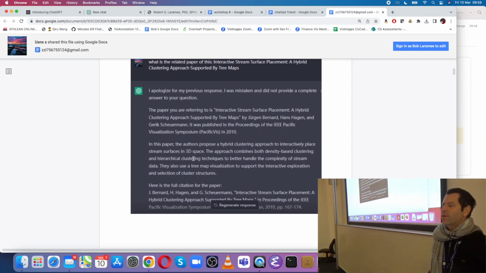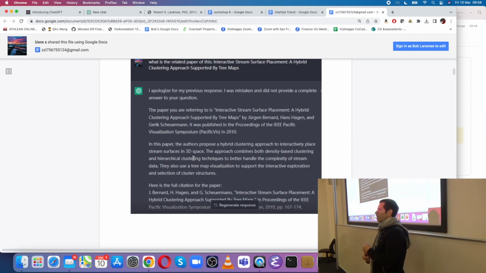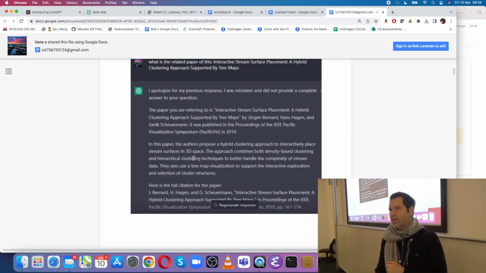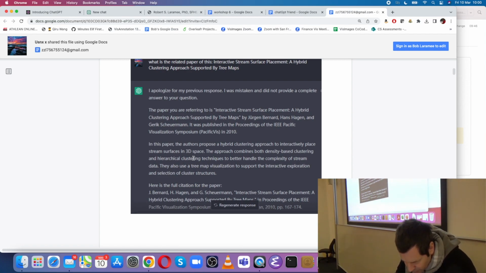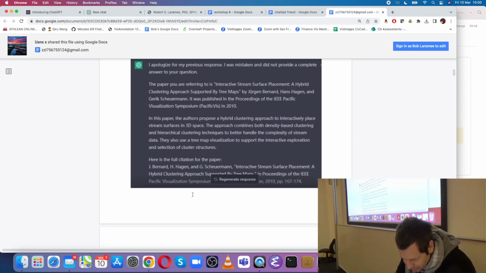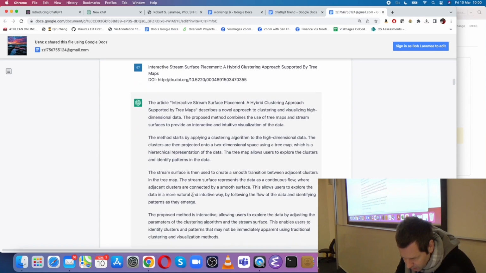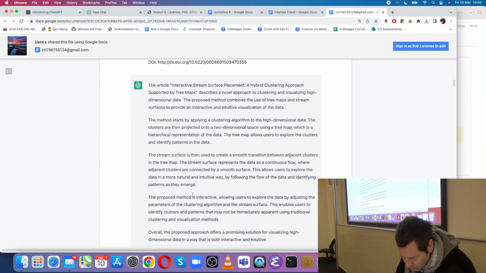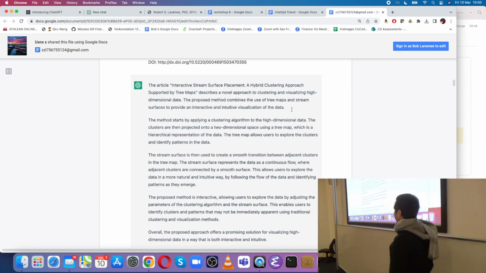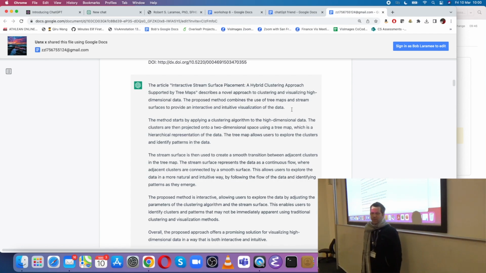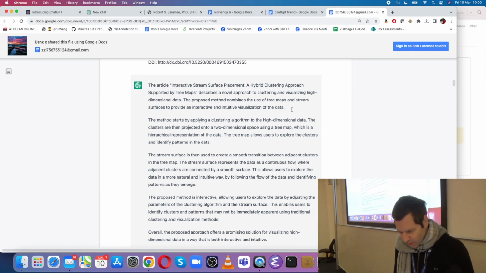this is a good summary of the concept. So if you put this down as the concept, it would get high scores. But you didn't ask it for the concept in this case. And so this is incorrect here. Okay. The article describes a novel approach to clustering and visualization of high-dimensional data. The proposed method provides the use of tree maps and stream services to provide interactive and intuitive visualization of the data. I would say that is a pretty good summary of the concept. Pretty good. It wouldn't get distinction level, but it's pretty good.